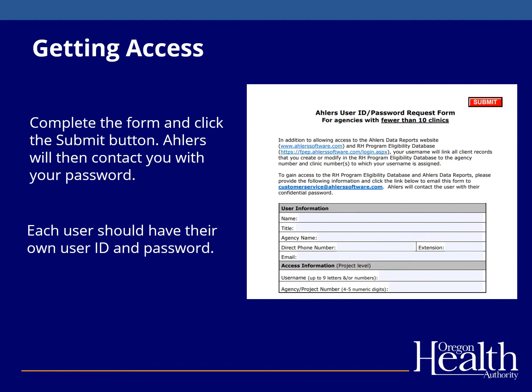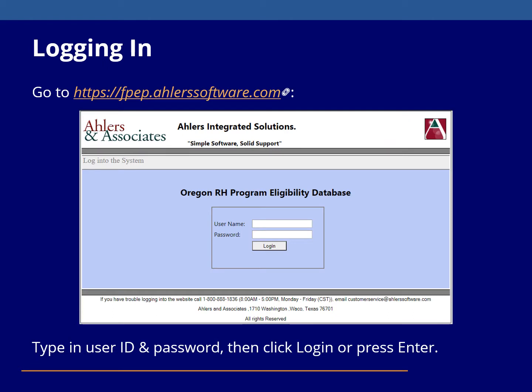After completing the form, the user should click the Submit button, and then Ehlers will contact the person with their password. It is important that each user have their own user ID and password for troubleshooting and confidentiality purposes. After the staff person receives their user ID and password, they will go to this website and type in their information and then click Login or press Enter.